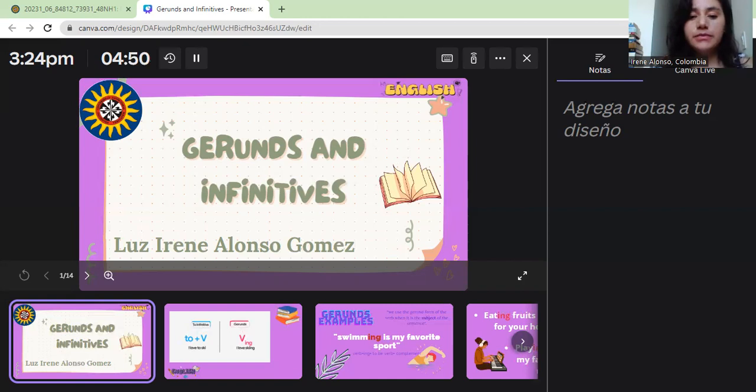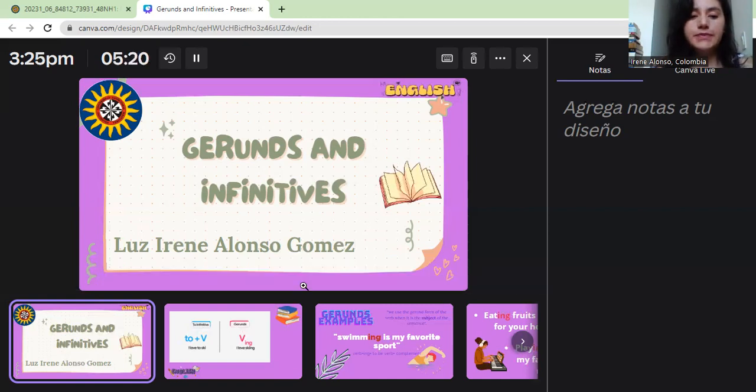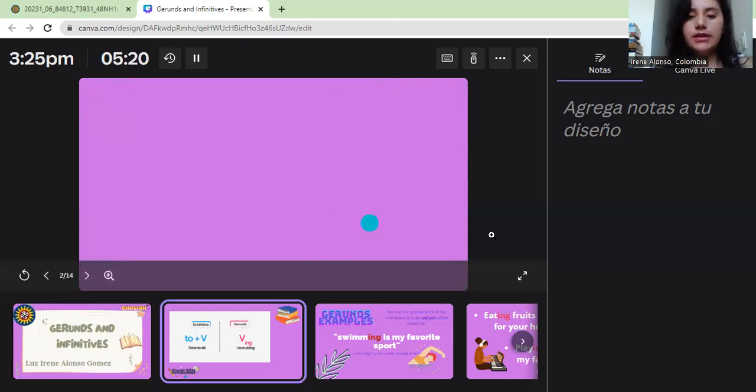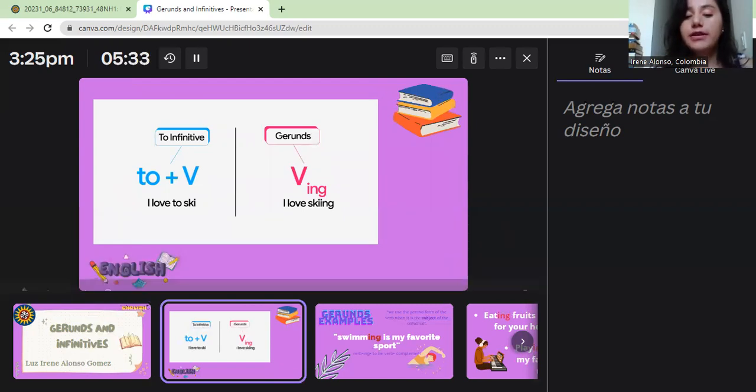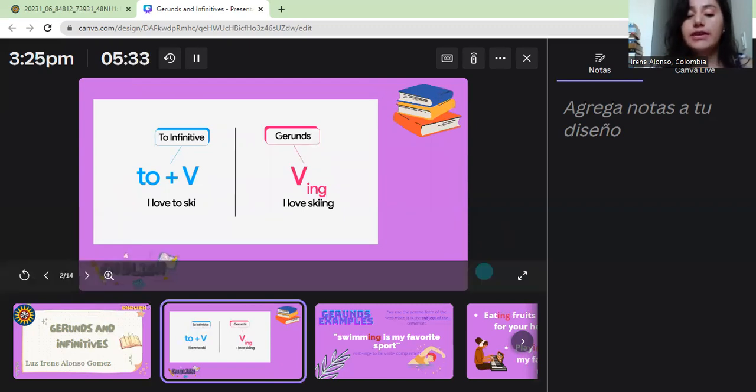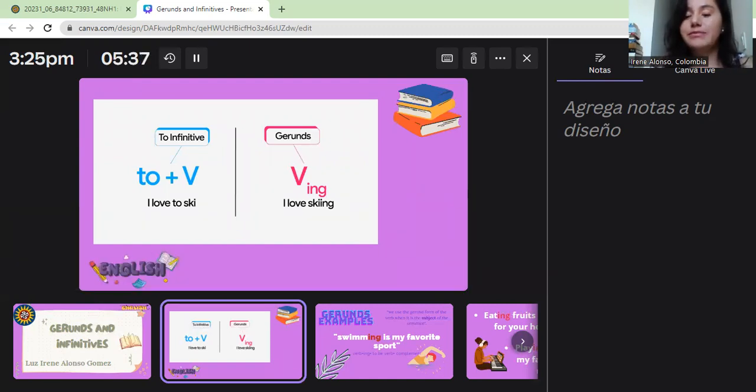Let me go to the next slide that I prepared for you. As we know, the infinitive is the word to plus the verb. It may be used as a noun, as an adjective or adverb, and it consists of the infinitive plus the modifier, object, or complement or actor.